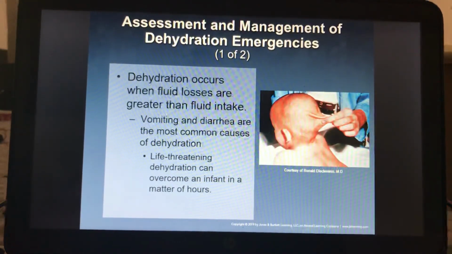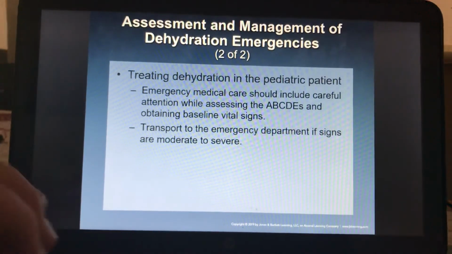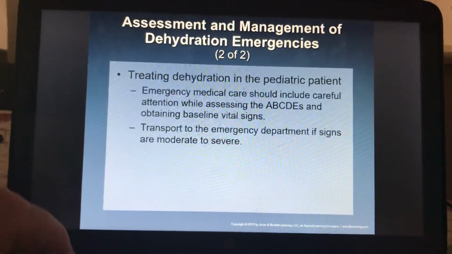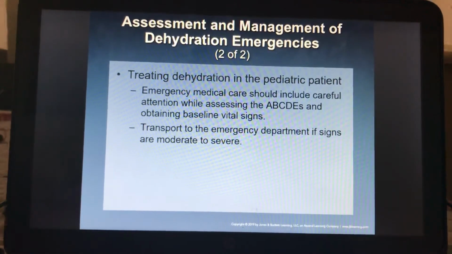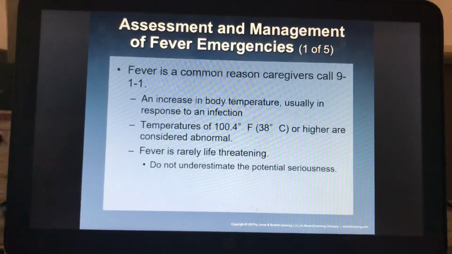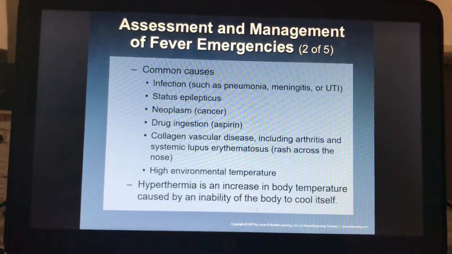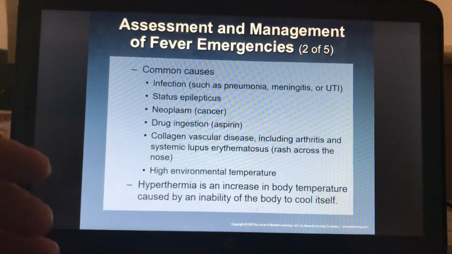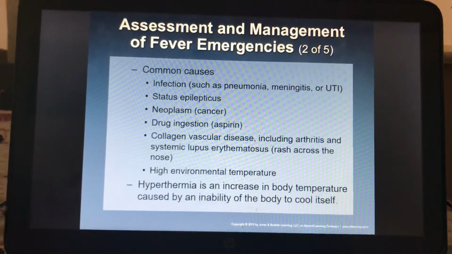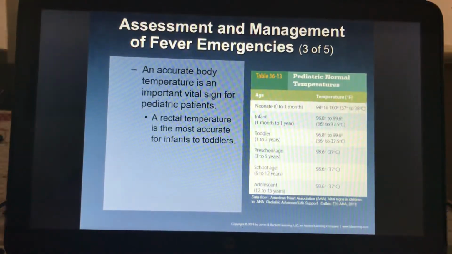We did talk about dehydration. Vomiting and diarrhea are the most common causes, and will dehydrate them in a matter of hours. Manage their ABCs. You want to consider fever. We already kind of talked about febrile seizure. What's typically considered fever, 100.4 degrees or higher. Those are the common aspects. Basically, they've got some sort of infection somewhere going on. That's typically why they have fever. Those are the fever or the normal body temperature ranges.